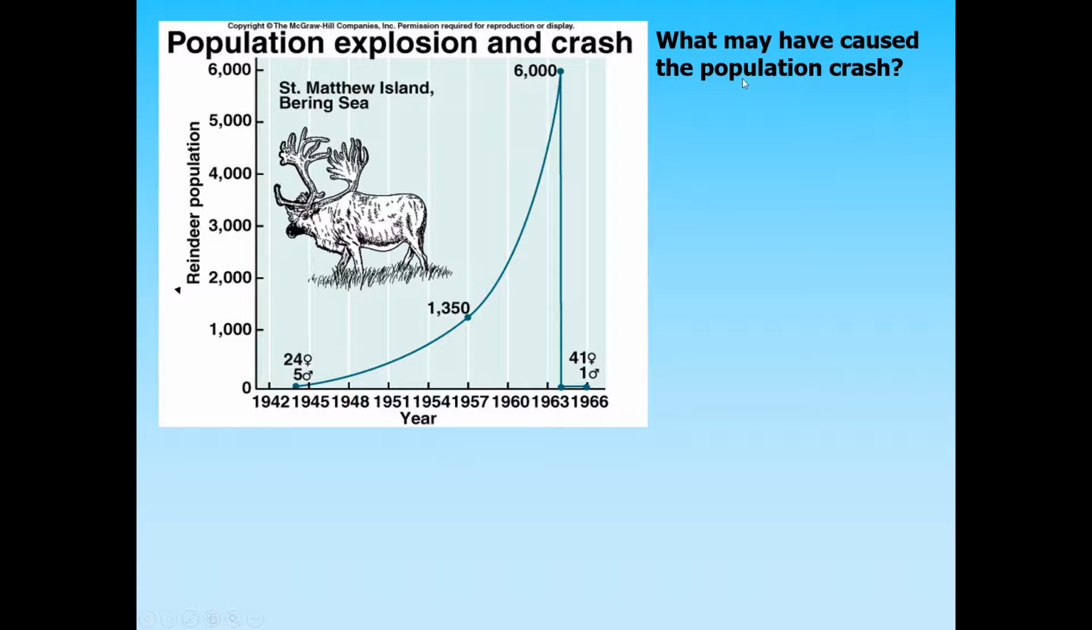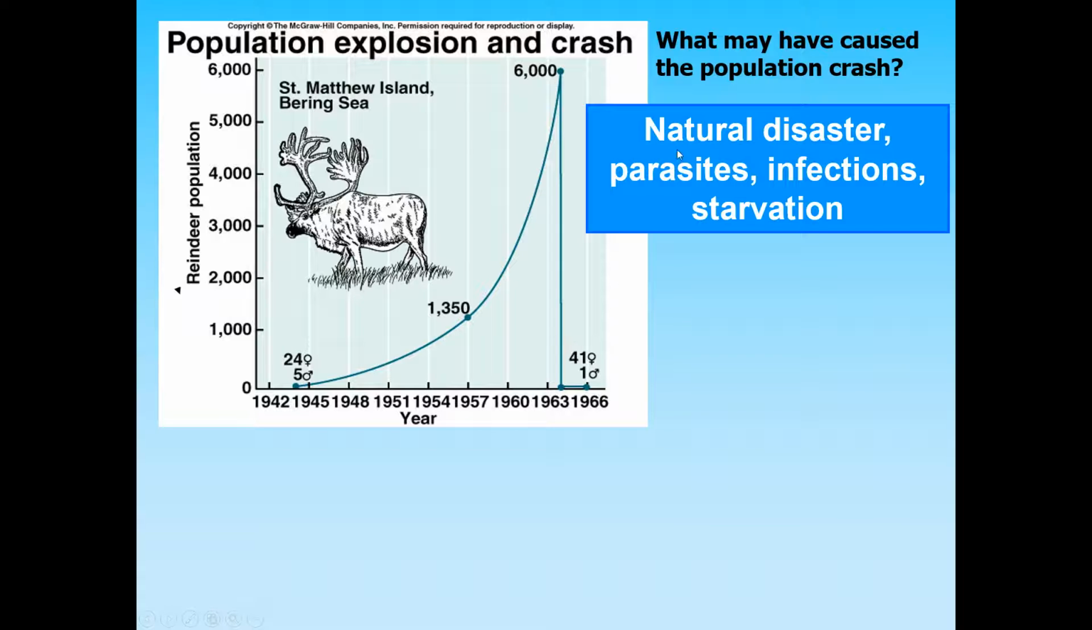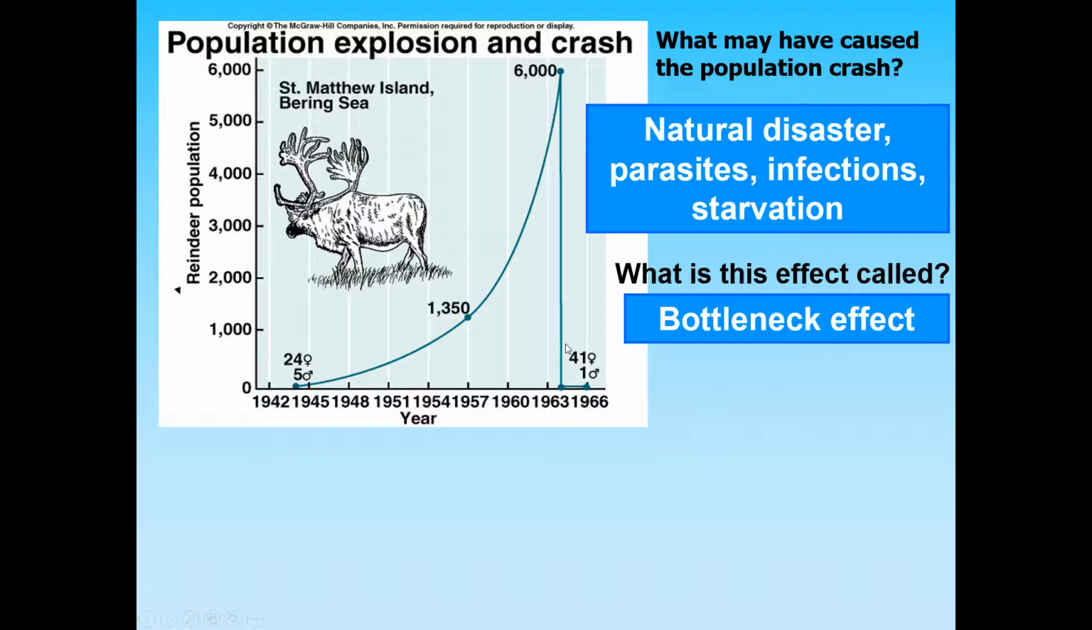So what may have caused the population crash? Sudden depletion in resources, maybe, natural disaster, parasites, infections, or starvation. What is this effect called? So when almost the entire population dies and only a few remain, there's a couple of names that we can give it. It's the bottleneck effect, which is a type of genetic drift. So both answers are acceptable.